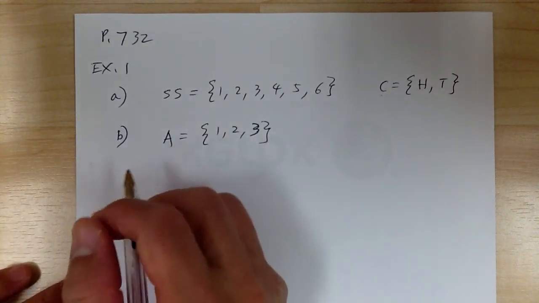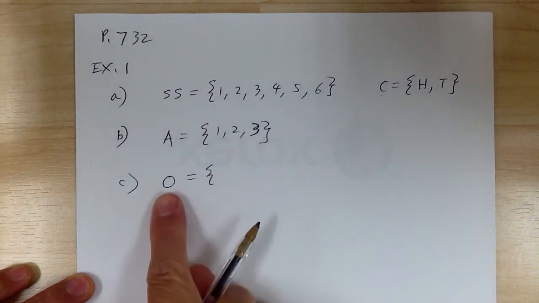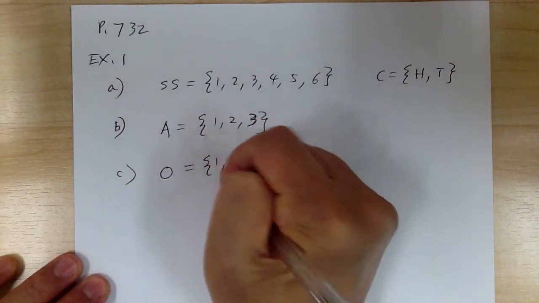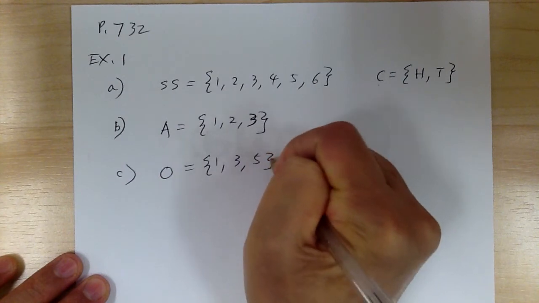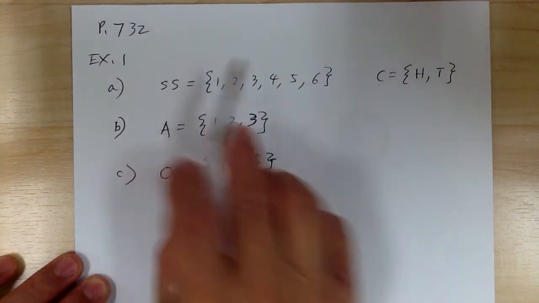Now let's go to C. You want an odd number. So this is what you want. Again, event is what you want. Sample space is all the possible outcomes. So for an odd number, it would be 1, 3, and 5. Again, it's very simple. Sample space is all the possible outcomes.